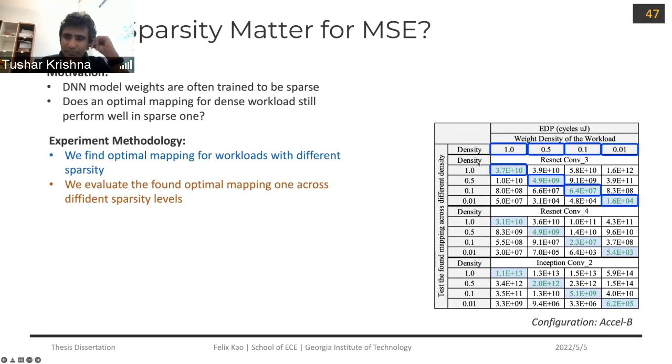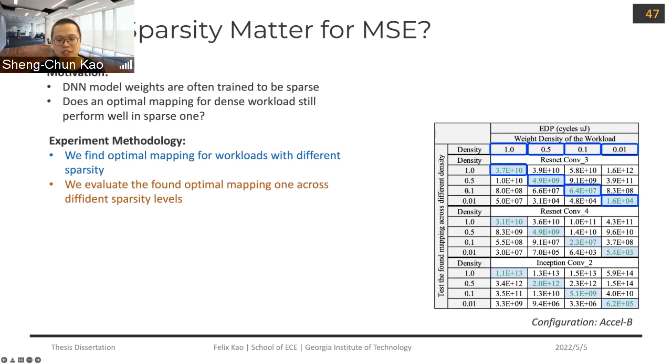For example, for density 1.0, the found mapping has an EDP of 3.7, and we use this exact mapping to test it again. What if the workload now becomes 0.5? What's the performance? Then it will be 1.0, and also we test it on 0.1, then it will be 8.0. So we do this for all four different kinds of density.